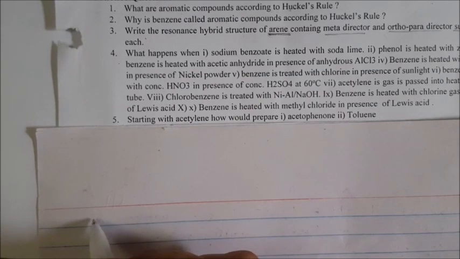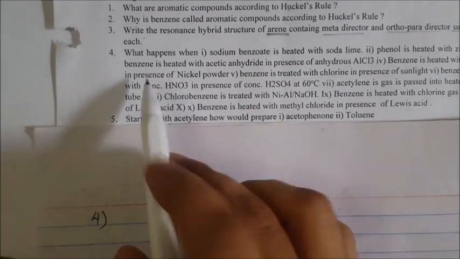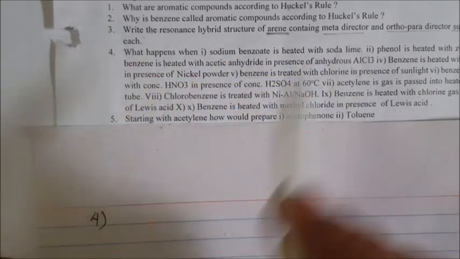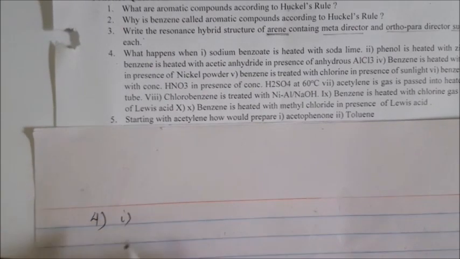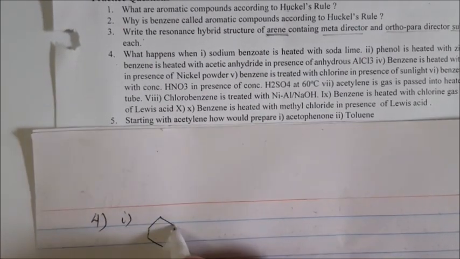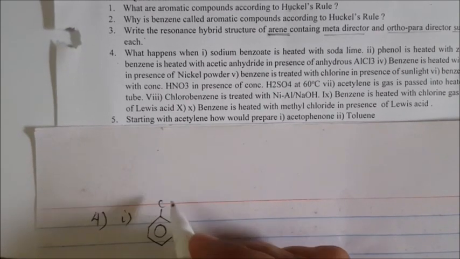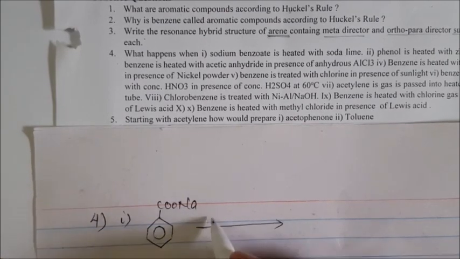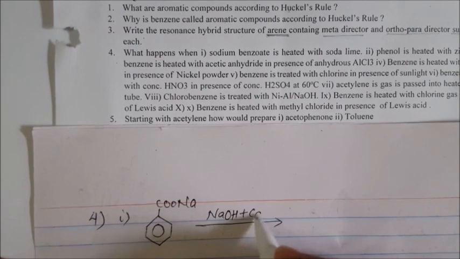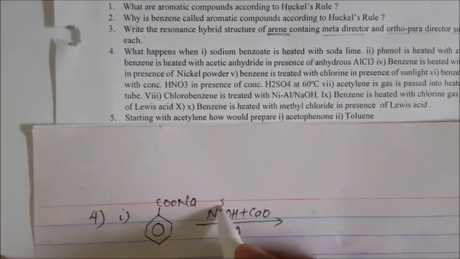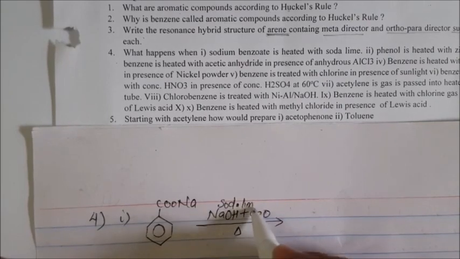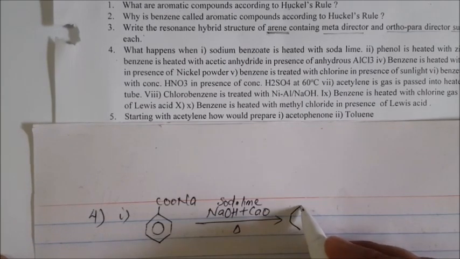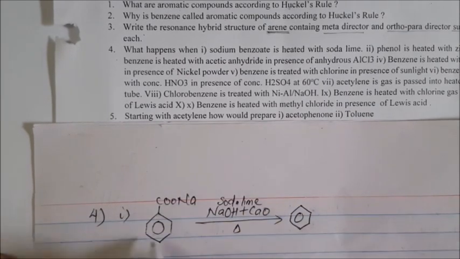Now question number 4. Question number 4 is: what happens when sodium benzoate is heated with soda lime? The structure of sodium benzoate is C6H5COONa, and it is heated with soda lime, which means the mixture of NaOH plus CaO, called soda lime. When it is heated with soda lime, then benzene is produced.